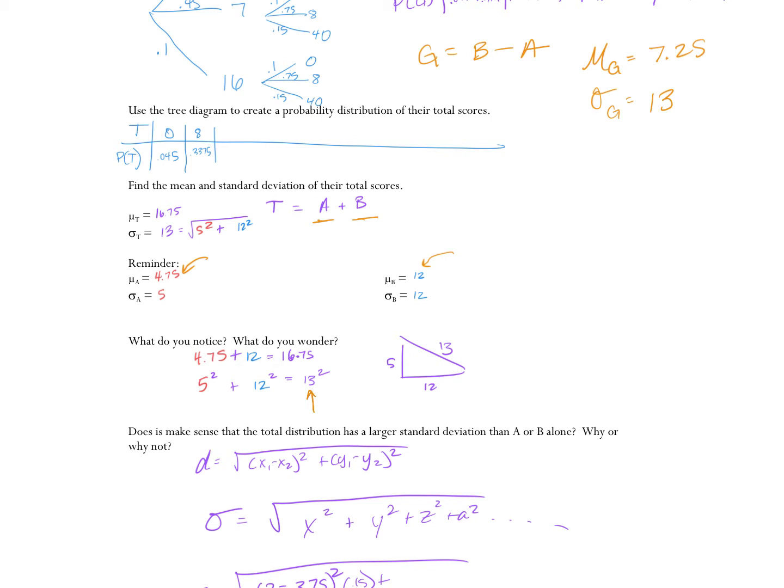No matter what I do with my result of A and B, do I still have all that uncertainty? Yeah. So if I'm adding my two variables, my standard deviation follows the Pythagorean theorem. If I'm subtracting my two variables, do I still have the uncertainty of A and the uncertainty of B? Yes. Yeah.